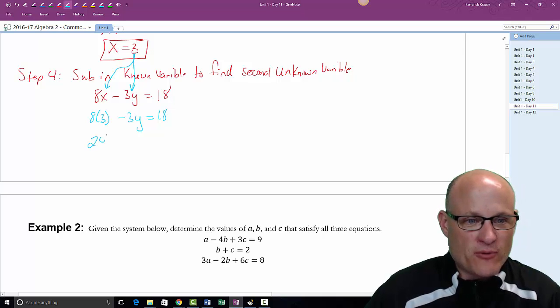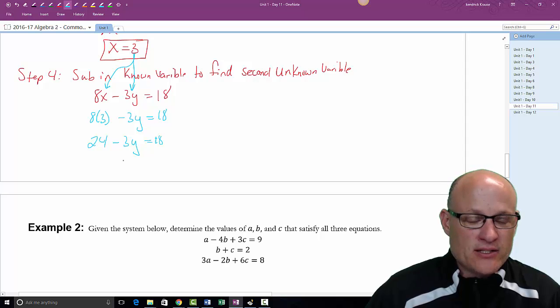All right, so this is 24 minus 3y equals 18. Subtract 24, I get negative 3y equals negative 6. So y is equal to negative 2.